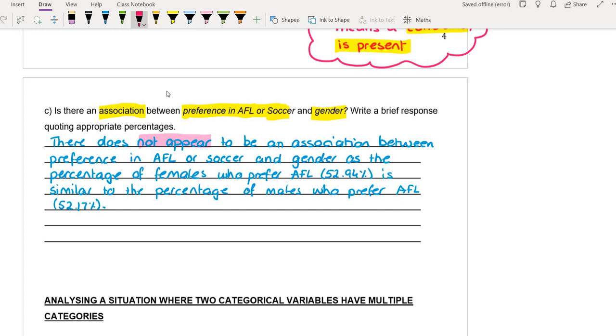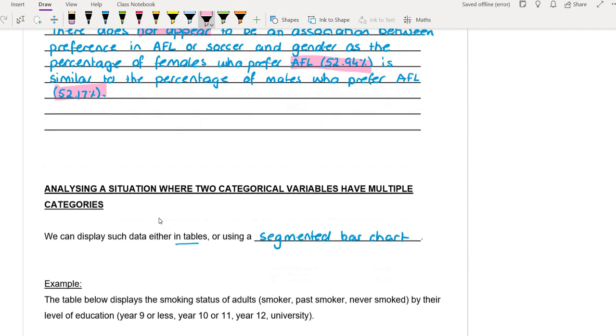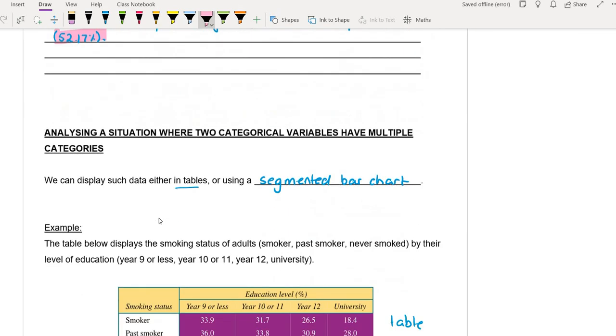And then the other thing that you really want to put in your response is your data. So first you write about whether there's an association or correlation between them, and then you back it up with why that is the case. And in this case, it's because the percentages are too similar between the two.